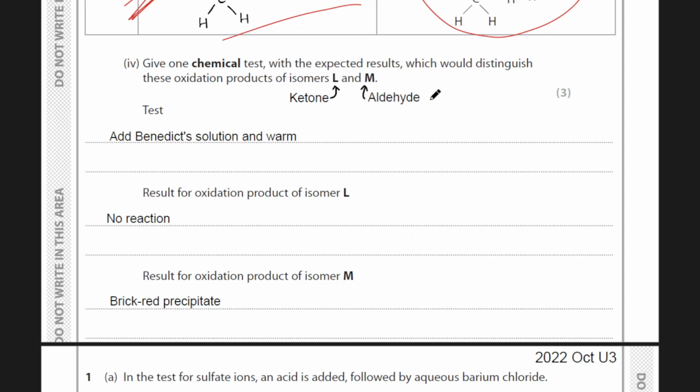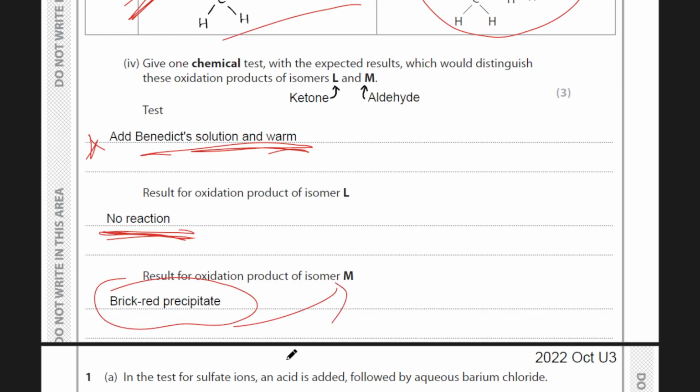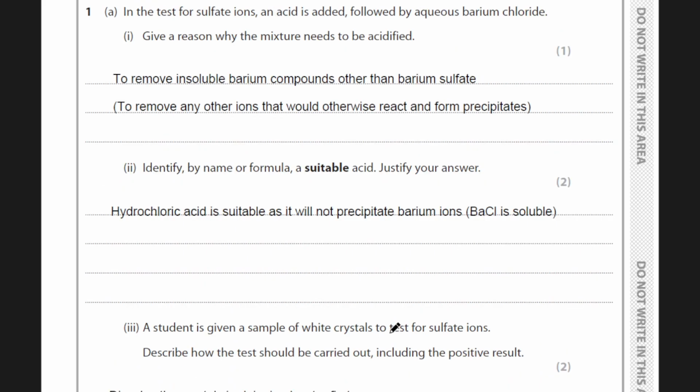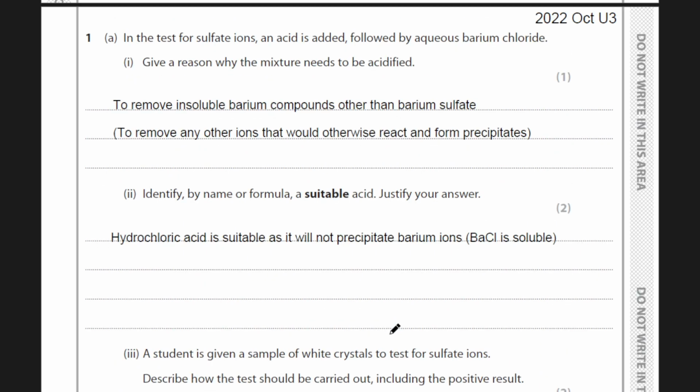How can we distinguish between them? When we add Benedict's solution and warm it up, no reaction is going to take place for the ketone, but a brick red precipitate will be produced for the aldehyde. So that is how we can distinguish between L and M.